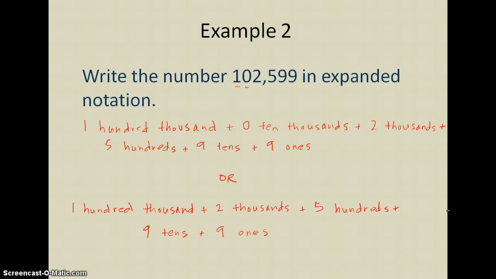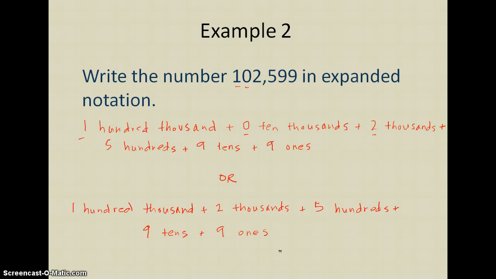102,599. One thing to notice about expanded notation is that when we write out the digits of the numbers, we are just writing the digits. We're not putting them into words. So I'm writing 1, 0, 2, and then only writing out the place values in words. So 100,000, 10,000s, thousands, and so on.